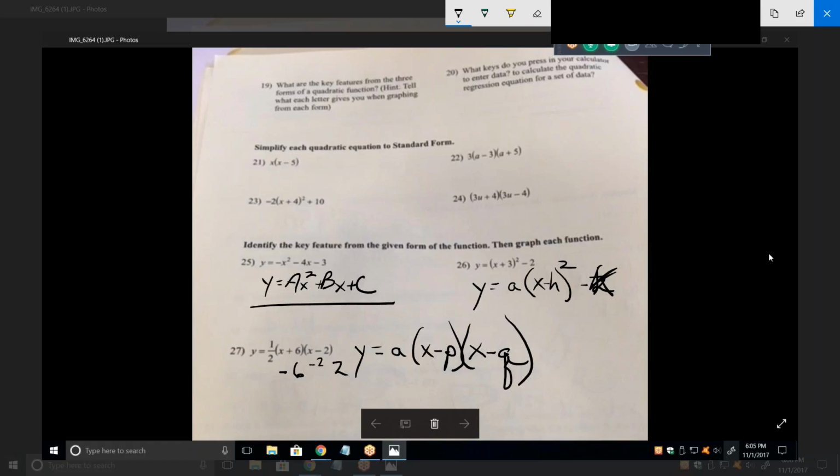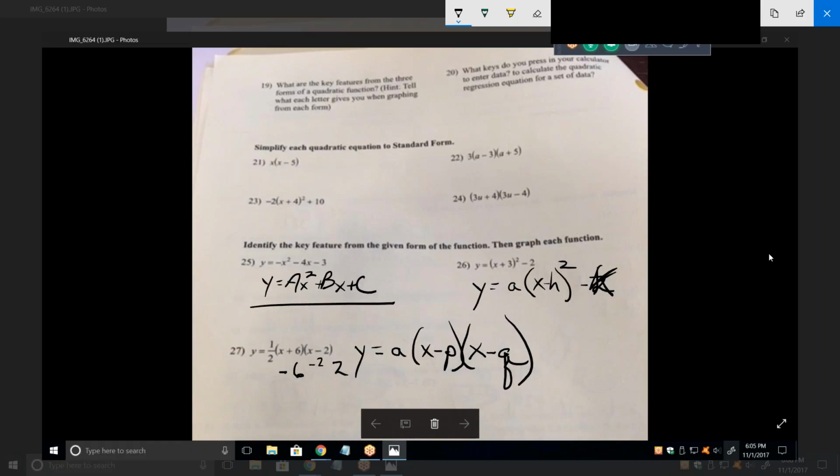In other words, over 26, h and k are the vertex. On 27, p and q are the x-intercepts. And with 25, none of these letters, I guess c, for 25, c is the y-intercept. I really don't know what a and b are. You can get the vertex by minus b over 2a, but by themselves, I'm not sure they have a meaning.